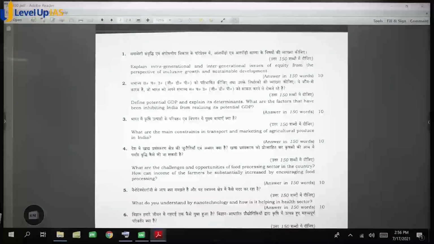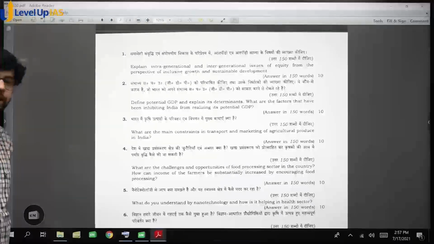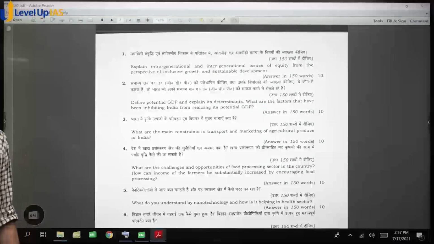They have asked two things. Storage has not been asked, which means storage might come this year or next year also. And transport and marketing has been asked. Always keep in mind it's a 10 marker. So even if you have 50 points, you have the space to write only 8 to 10 points. So 8 to 10 best points you have to write instead of 50 worst points.